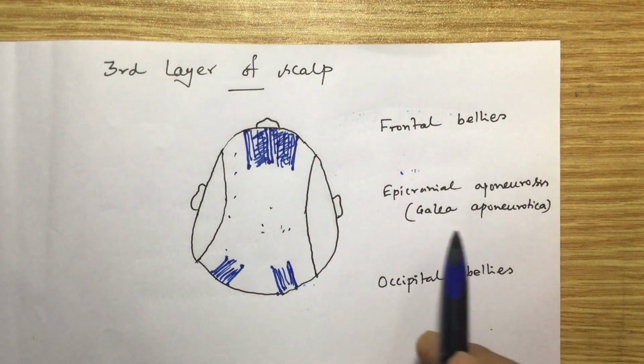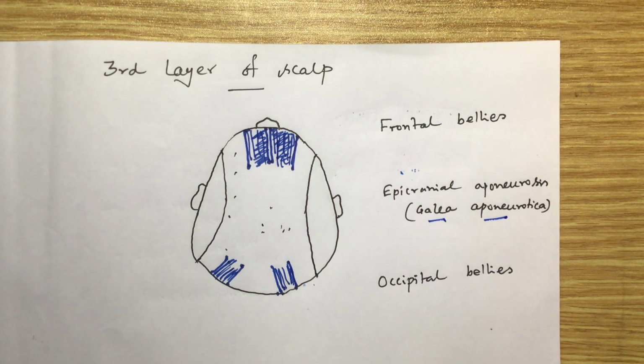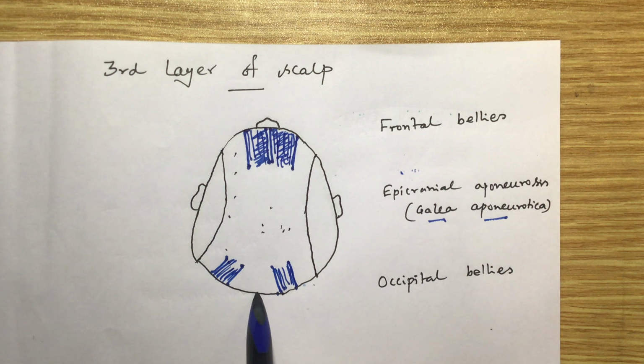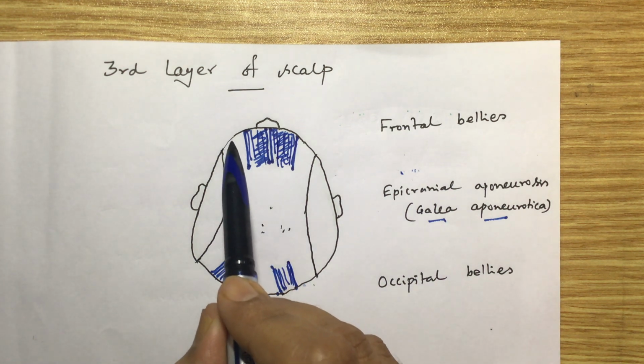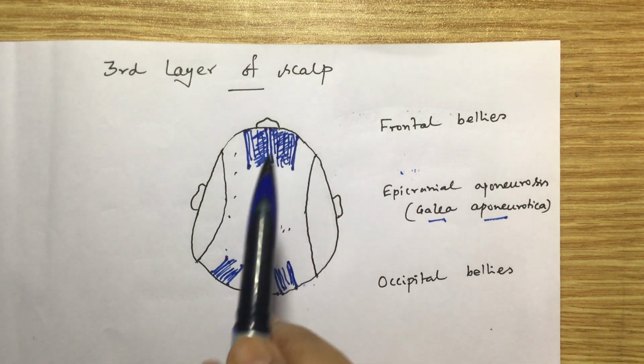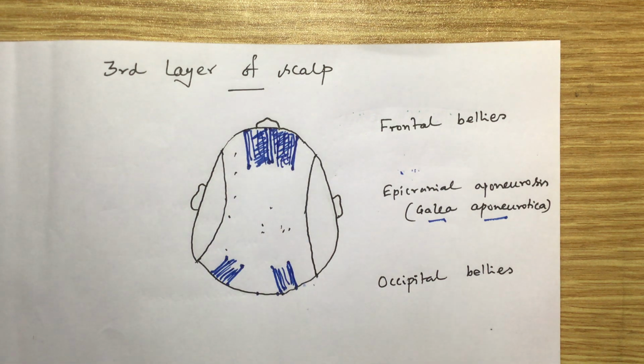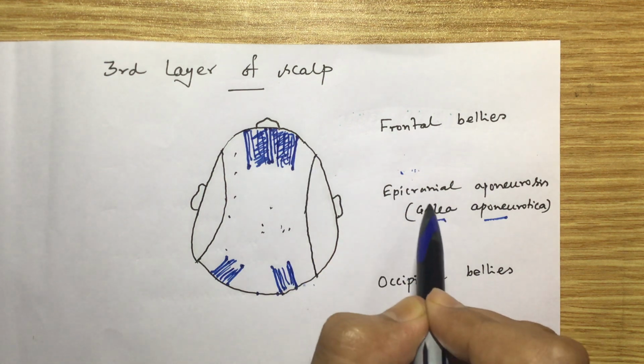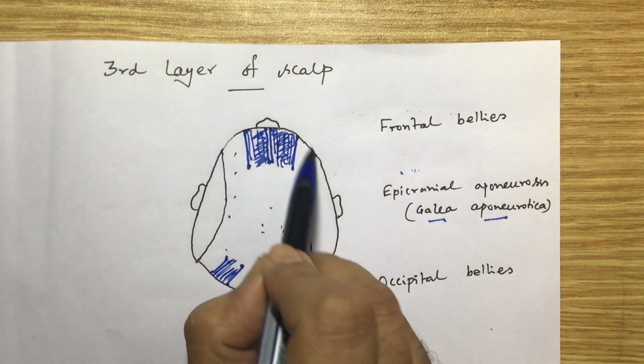The epicranial aponeurosis is also known as Galea aponeurotica. The word Galea means helmet. The epicranial aponeurosis extends posteriorly here to the external occipital protuberance and the highest nuchal line. Anteriorly, it extends up to the eyebrow. Even that epicranial aponeurosis has no bony attachment anteriorly.